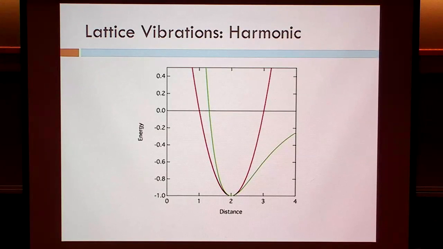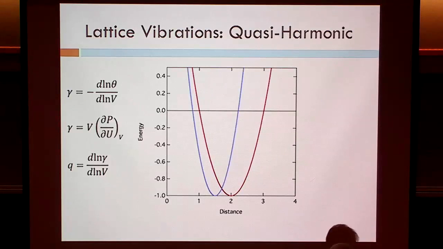Now, one of the downsides of this harmonic approximation to the true energy versus distance curve is that it predicts that there's no thermal expansion at all. Okay? Thermal expansion is 0. So that's obviously a problem. So maybe we need to go back to the anharmonic potential after all. Well, actually you don't. You can do something else. And this is what's called the quasi-harmonic approximation.